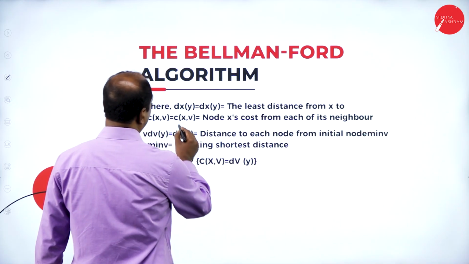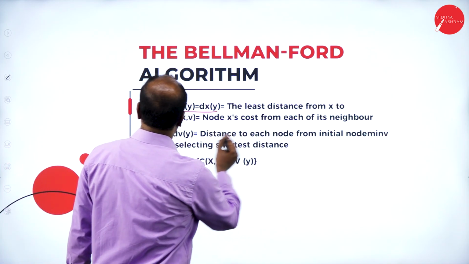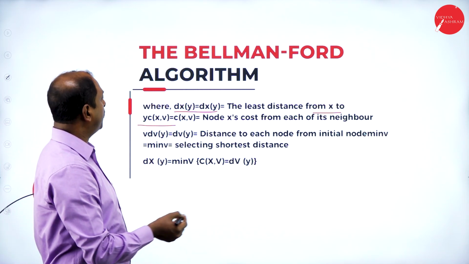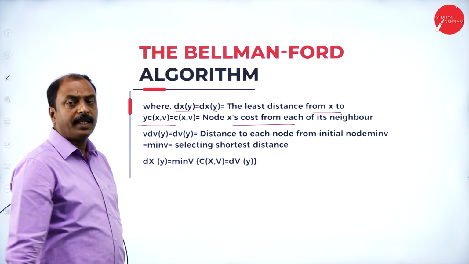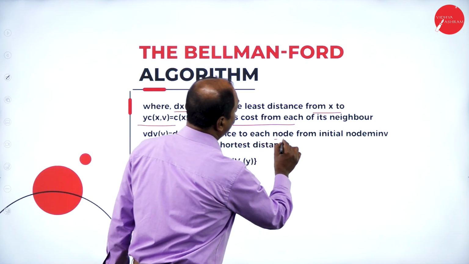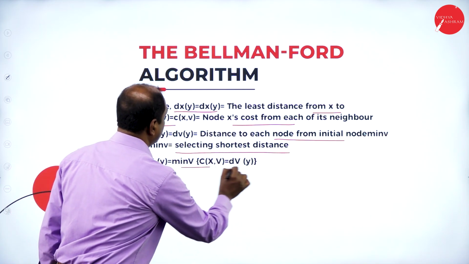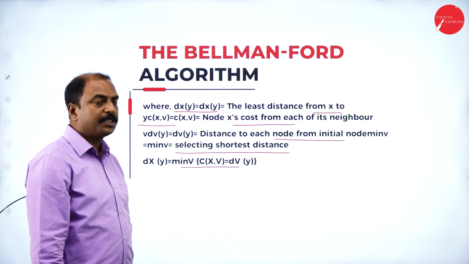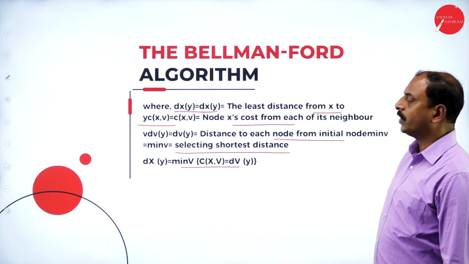So this is the formula. dx(y) equals... dx(y) means the distance from x to y. The distance from x to y is nothing but from host to destination. It is based on the cost of the link or the cost of the node of its neighbors. So the distance to each node from the initial node is calculated with the help of this formula. So this is the Bellman-Ford formula or algorithm to calculate the distance between the host and destination in a network. So this is the Bellman-Ford algorithm.